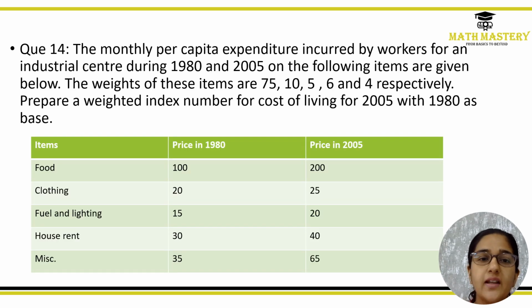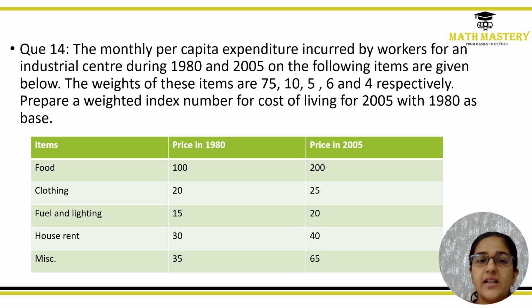Question number 14. The monthly per capita expenditure incurred by workers for an industrial center during 1980 and 2005 on the following items are given below. The weights of these items are 75, 10, 5, 6 and 4 respectively. Prepare a weighted index number for cost of living for 2005 with 1980 as base.